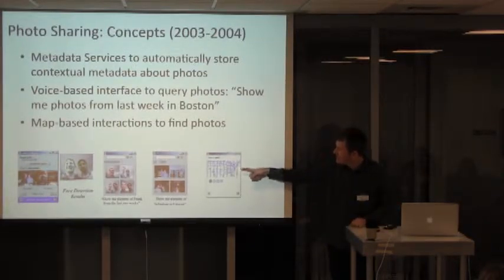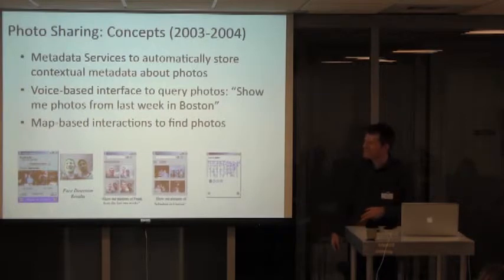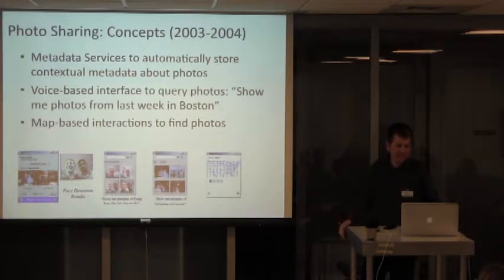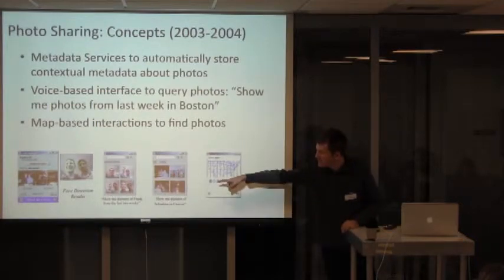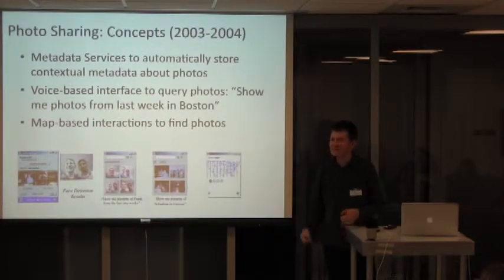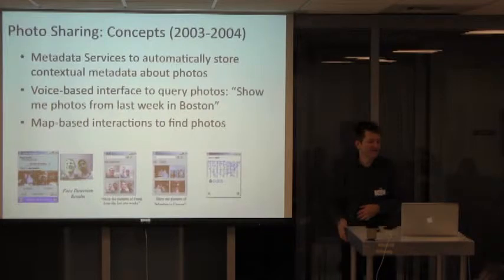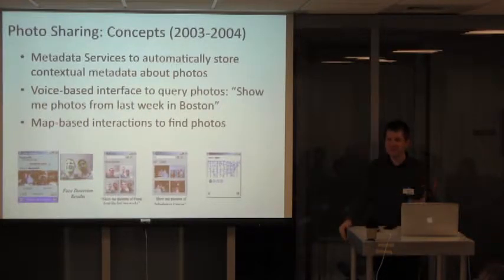This, as far as we know, is the first interface that displayed photos on a map, an interactive map where you could click on it and bring up the photos. And that was on a mobile device. And then we also built a voice interface where you could just say, show me pictures of Frank from the last 2 weeks, and it would. So these came directly from the data that we collected.